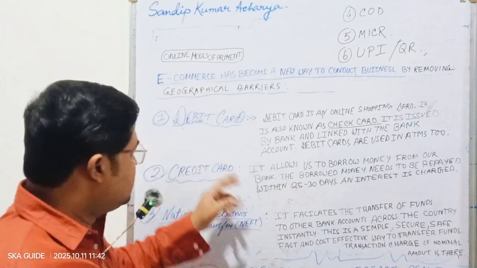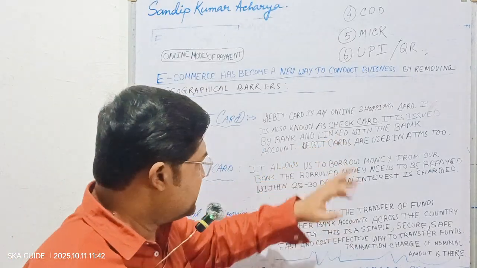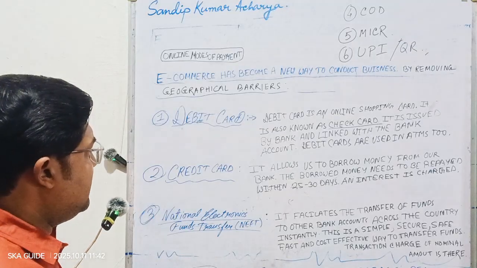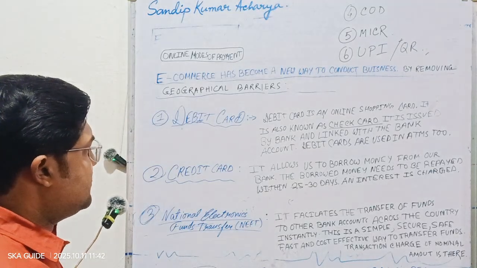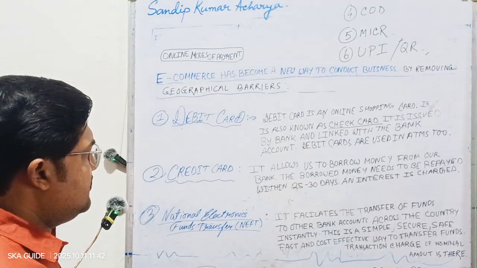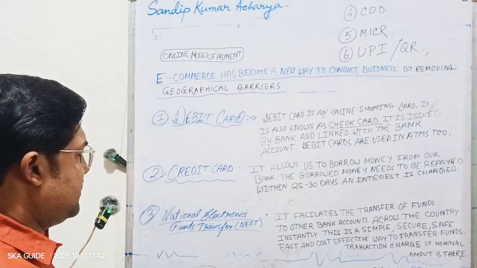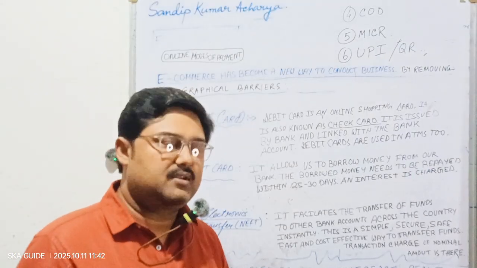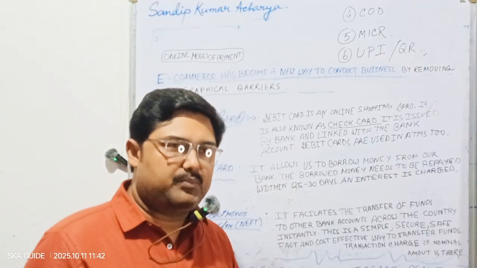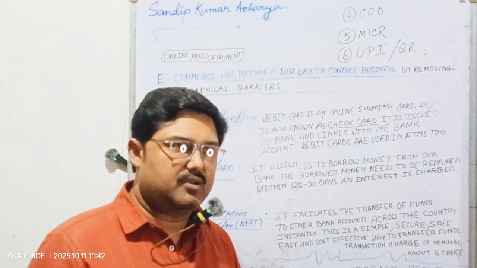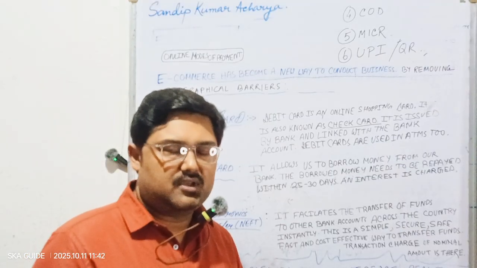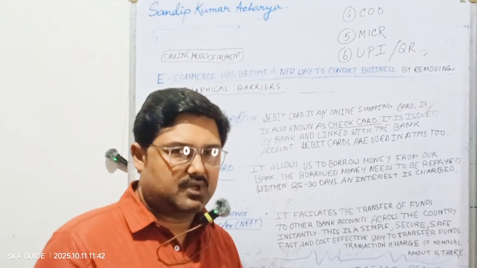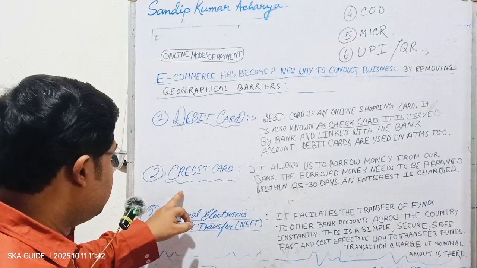Okay. This debit card is also known as check card sometimes. It is used by bank and linked with the bank account. Debit cards are used in ATM also. That means if you want to withdraw some cash from the ATM machines provided by the banks, you can use your ATM card and withdraw money with the use of PIN number, of course, right? Then it is credit card.